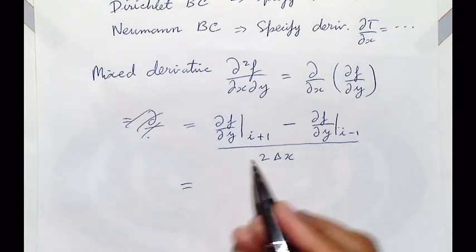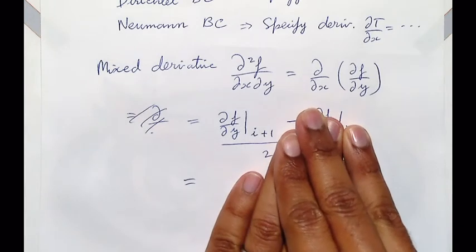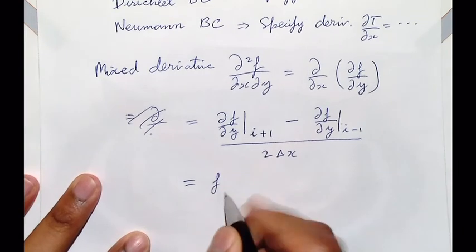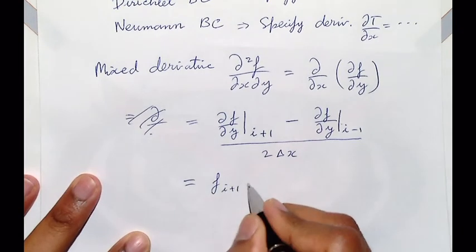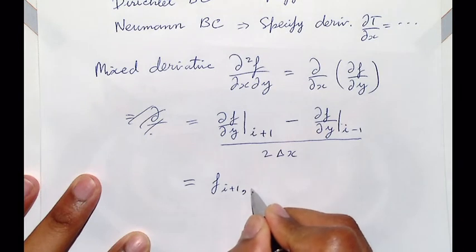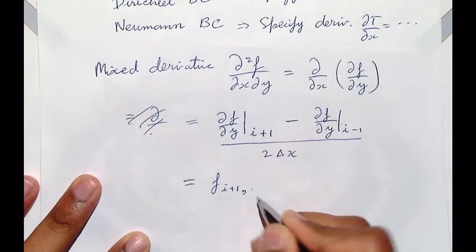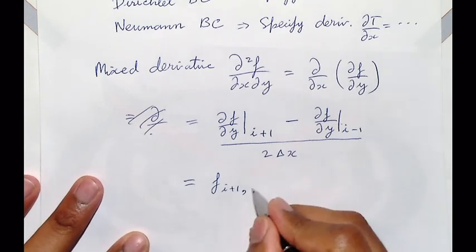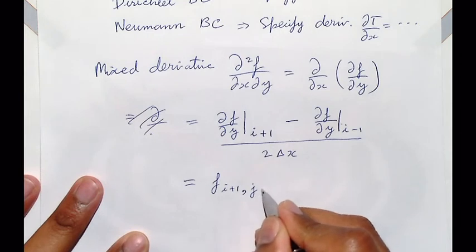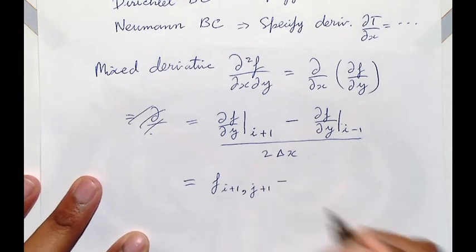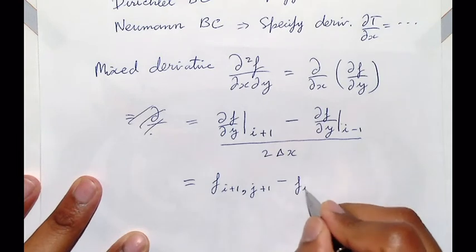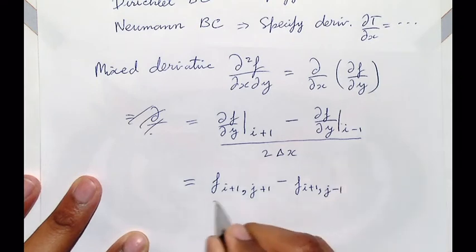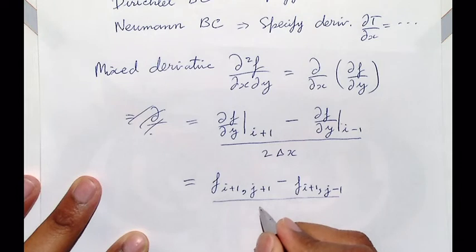Ignore everything. You're going to do the same thing, exactly the same thing here. So now we have f of i plus 1, comma, k. Stick with j, k, i, j, k. k is usually the z. So j plus 1, minus f of i plus 1, j minus 1, divided by 2 delta y.